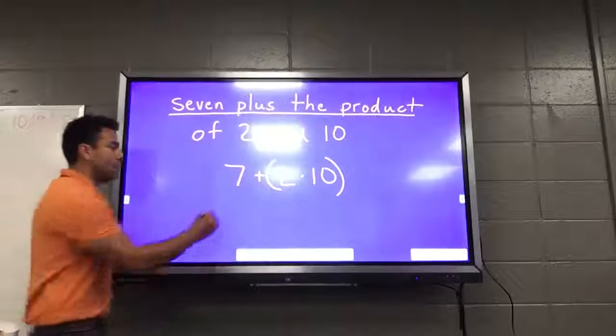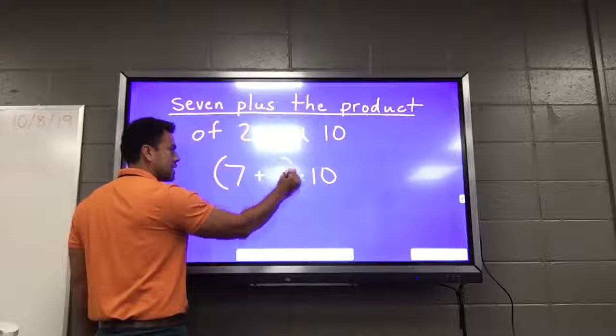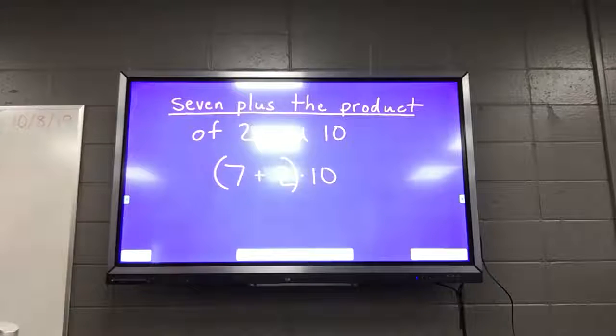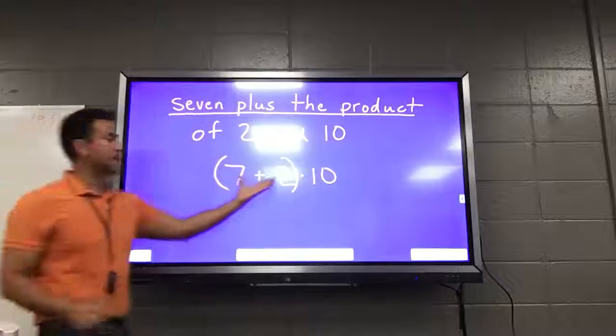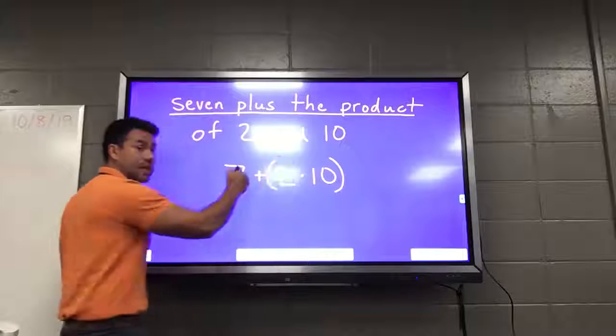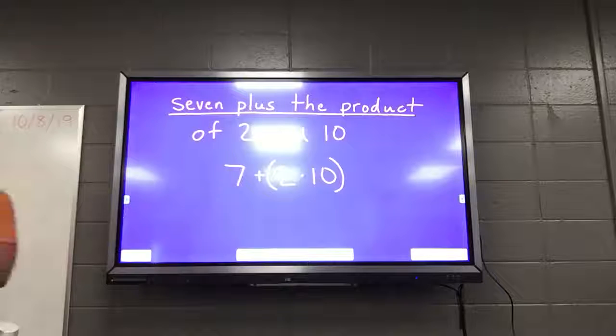Why would I not want to put the parentheses here? I mean, same numbers, same symbols, Hannah? Because it makes it 9 times 10. Yeah, this would be 9 times 10, and it should have been 20 plus 7, right? And those are different numbers, they're not the same. So make sure you get that.